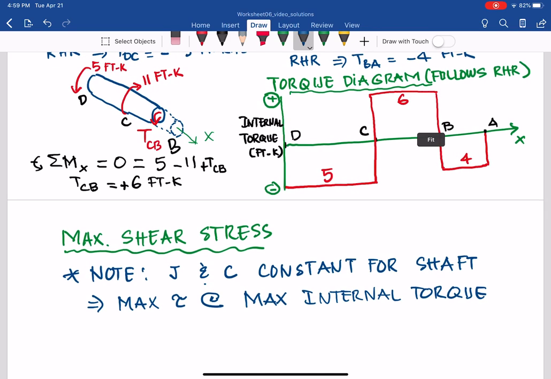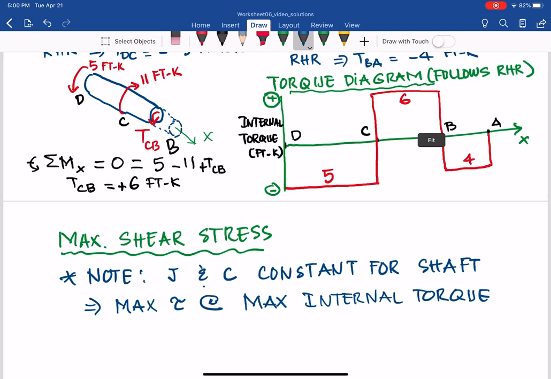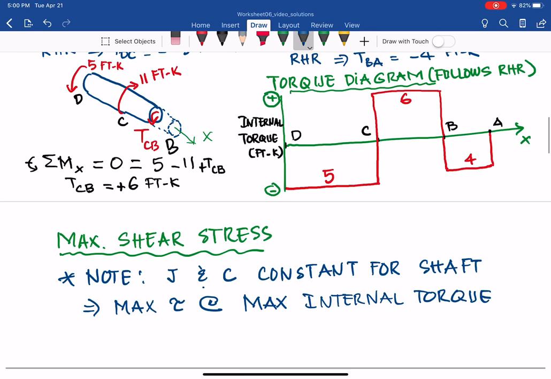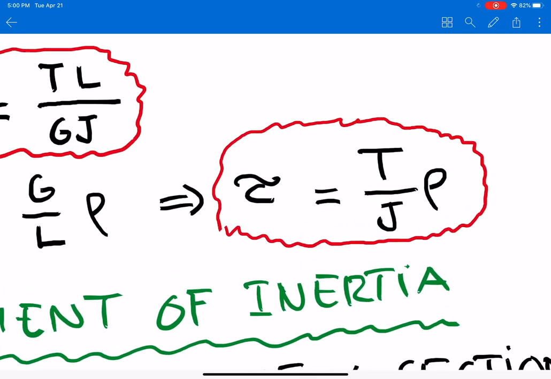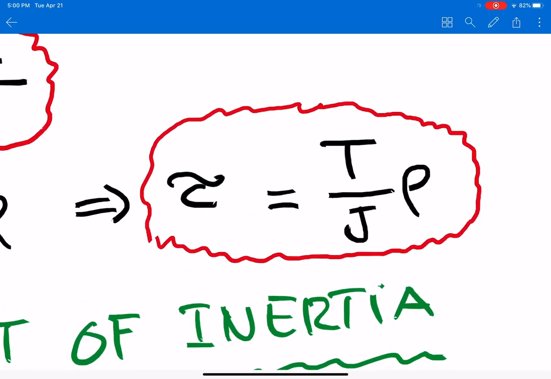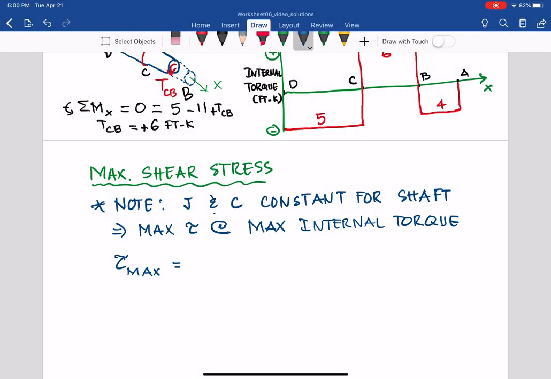You see, magnitude wise, the torque between C and B is 6 foot kips from the torque diagram. DC is only 5, BA only 4, so it will be there. So from that we can find the tau max, from that equation I just showed you earlier, tau equals T over J times rho. So let's go back to that equation. We have T max times rho max, which is the radius, divided by J, the polar moment of inertia. And from all of that, we already know tau max has 6 foot kips.